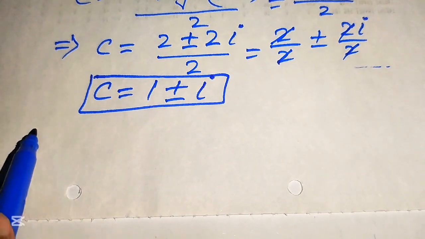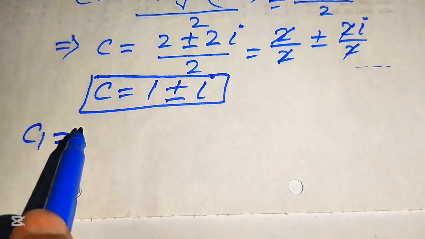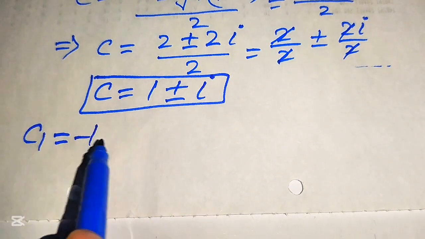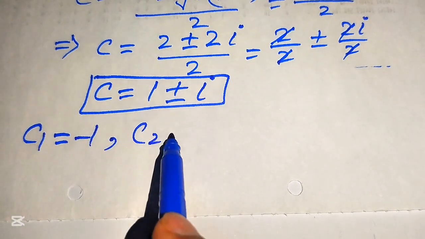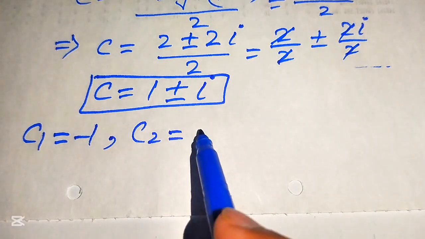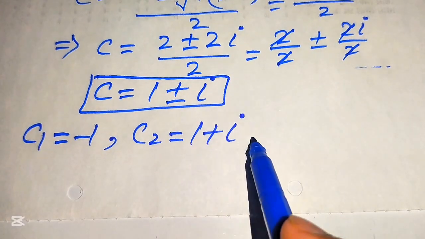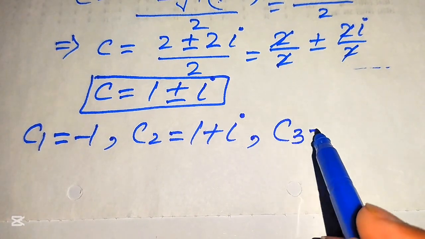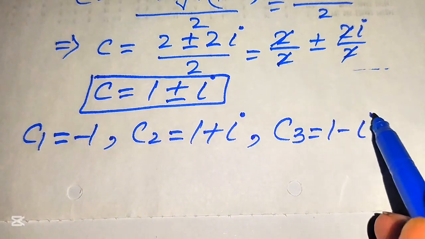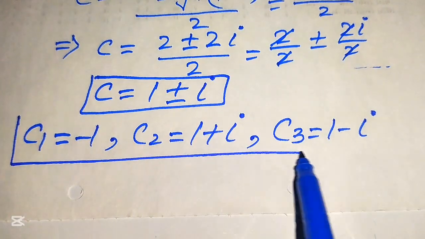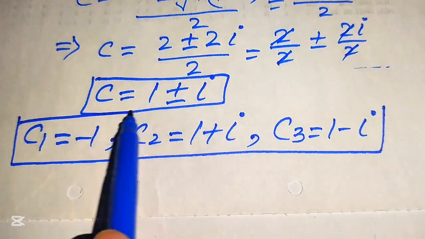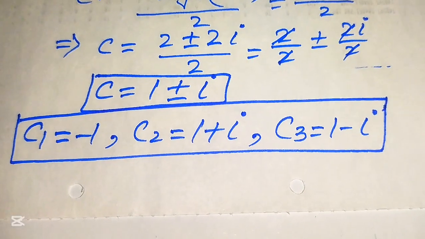So finally we have the three roots of the given equation: c1 equals -1, c2 equals, here we choose the positive value, 1 plus iota, and the third root is c3 equals 1 minus iota. So these are the three roots of the given equation, and this is the final answer.